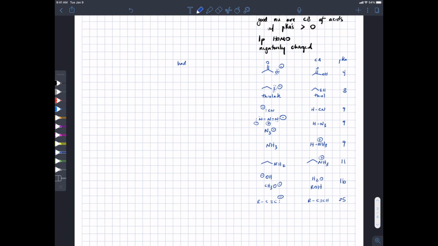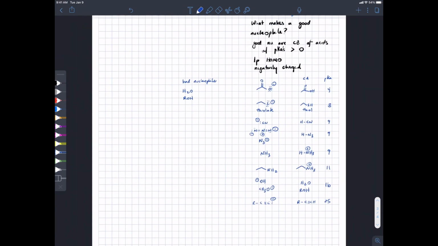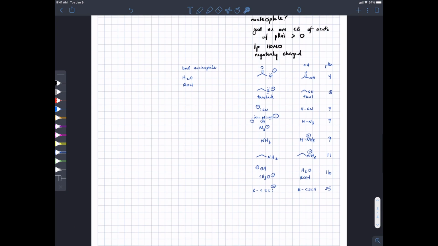Just as an aside, bad or weak nucleophiles would include water and alcohols, whose conjugate acids, hydronium and oxonium ions, have pKa's of around -2. So you'll need to work on remembering the range of molecules that can be good nucleophiles. And your cutoff point is where their conjugate acid has a pKa of around 0.